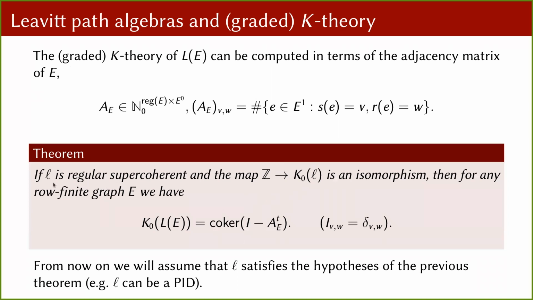One is that the ring has to satisfy some sort of K-theoretic property. Here I said that L has to be regular supercoherent and K0 has to be Z, but this is satisfied, for example, for a field or for a PID or more generally for a regular Noetherian ring. And the other detail here is that in the adjacency matrix, we actually delete rows if they correspond to vertices that emit no edges. So we remove sinks. And so this may be rectangular. And so one should say what the identity matrix means. And what I mean is that it is the matrix that at the VW entry has the Kronecker delta on VW.